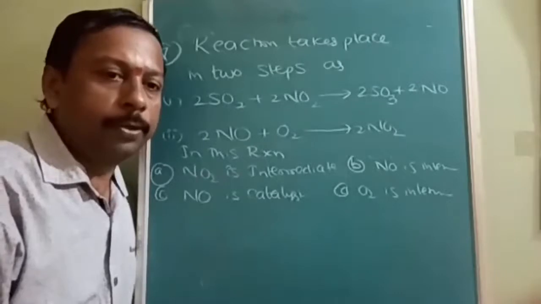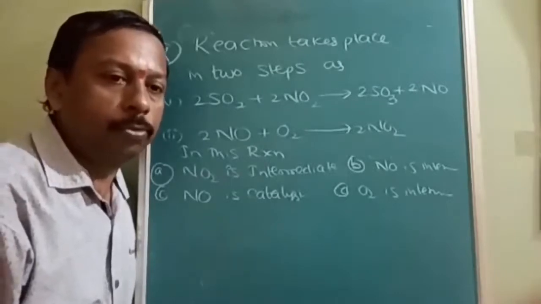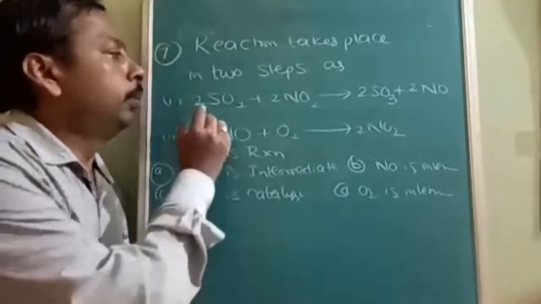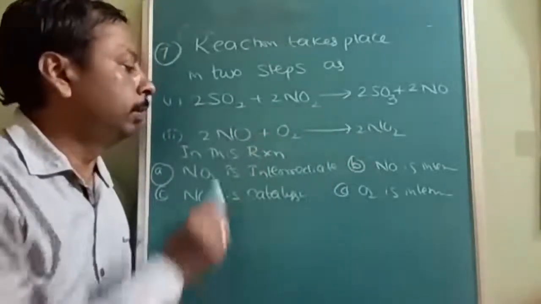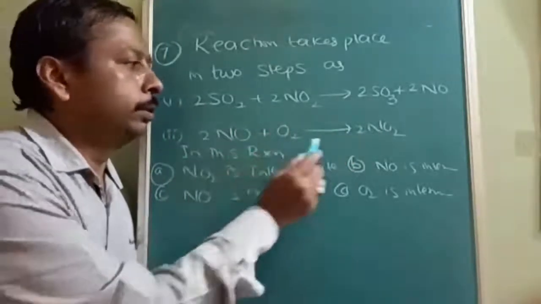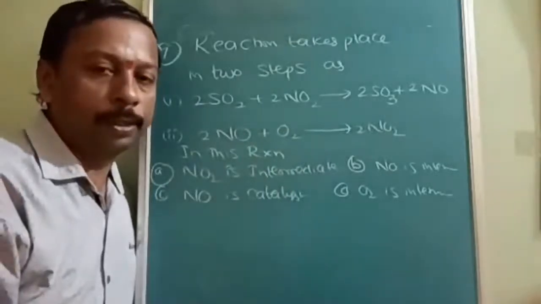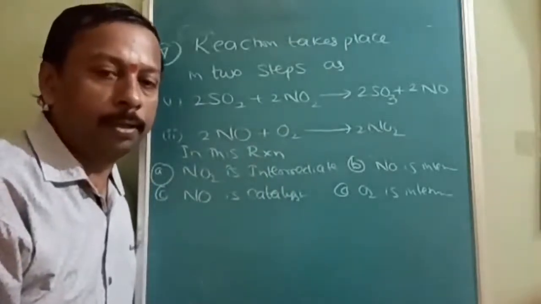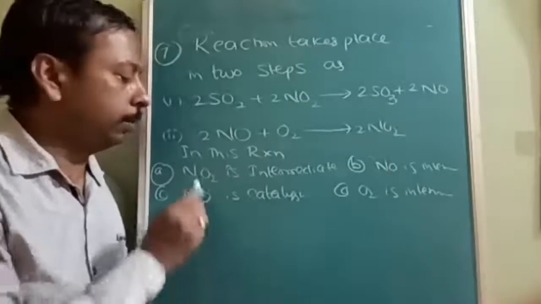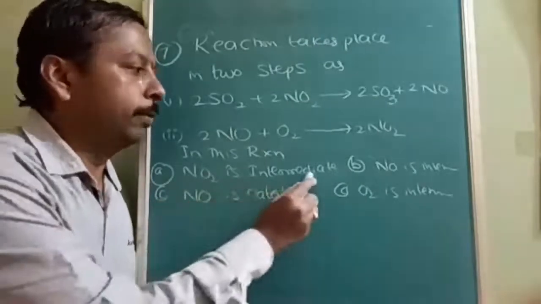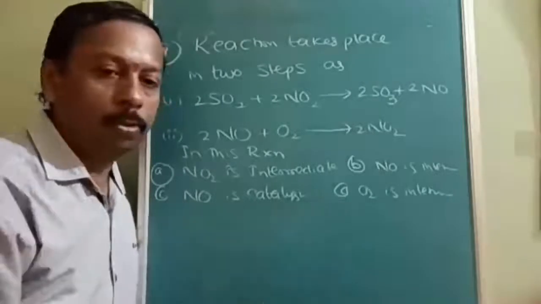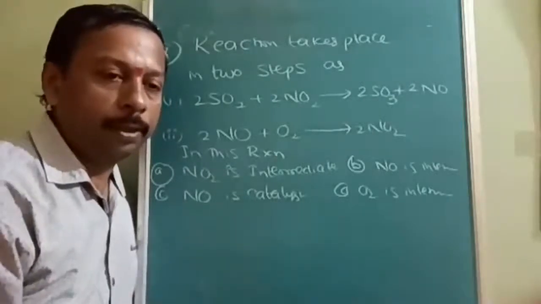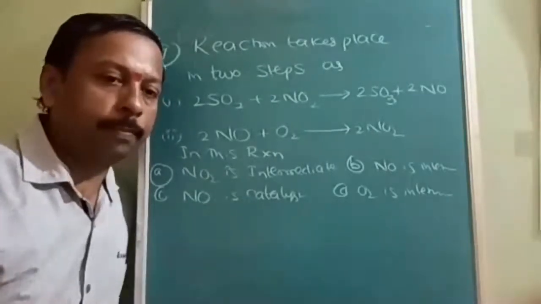Okay. Next question. A reaction takes place in two steps: 2SO2 plus 2NO2 gives 2SO3 plus 2NO. Then 2NO reacts with oxygen to form NO2. According to this reaction, what are the options? NO2 is intermediate, NO is intermediate, NO is catalyst, and O2 is intermediate. Is this question understood? Very simple question.